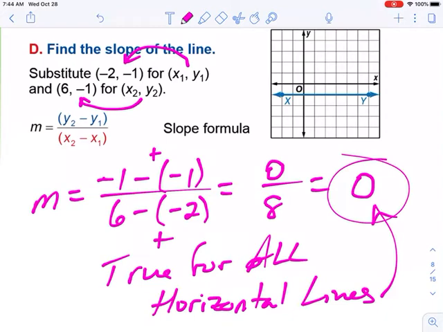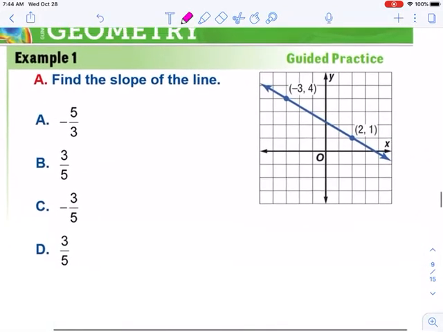Up 0 over 8. The other one had no slope. There is no number that we can assign to division by 0. We can't assign a number, so it has no slope. This one has a slope. The slope is 0. Two different things.